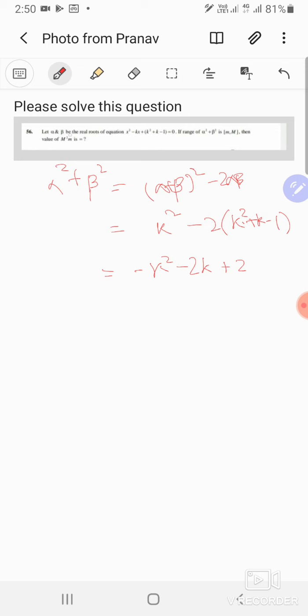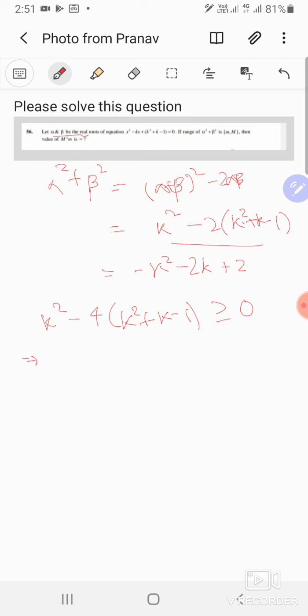And alpha and beta are the real roots of this equation, which means that the discriminant has to be greater than or equal to 0. So k squared minus 4 times (k squared plus k minus 1) has to be greater than or equal to 0, no problem. Let's see what we get.